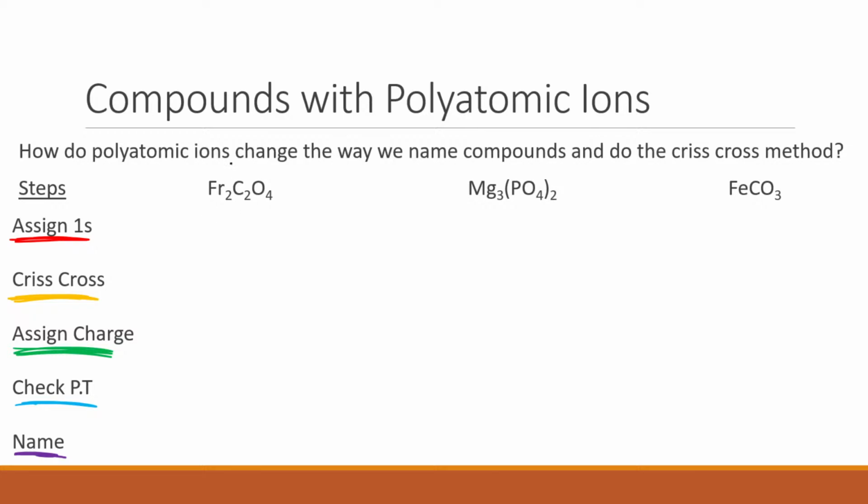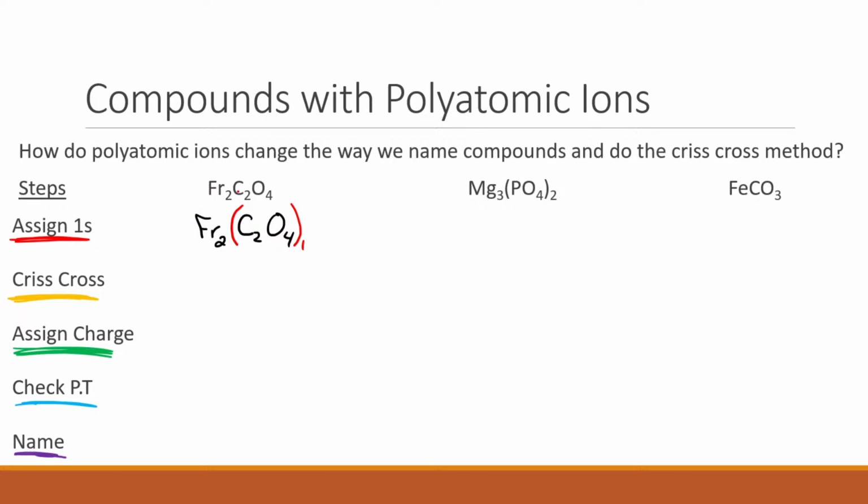And so, before we move to crisscrossing, we need to say, hey, there are 3 elements in this compound. I can't crisscross with more than 2. So there must be a polyatomic ion in here. And so what happens is we need to assign 1s using table E to tell us which piece is the polyatomic ion.